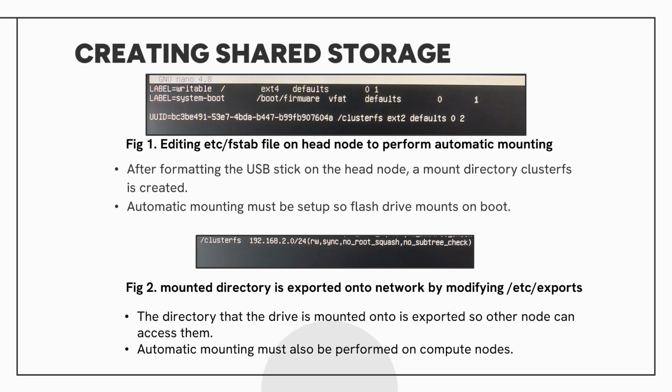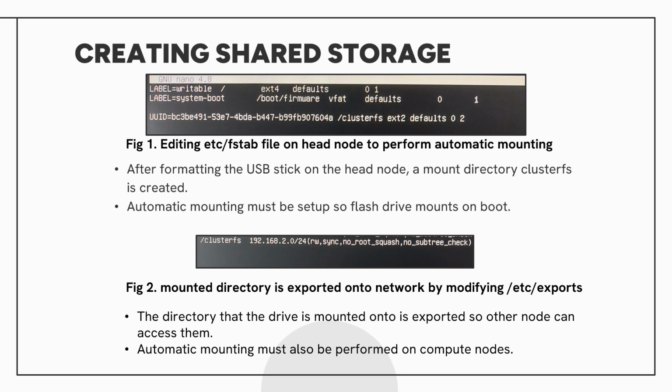To set this up, the USB stick is formatted and a directory, cluster fs, to mount the USB stick onto is created. Next, automatic mounting is set up so that the USB mounts onto the directory on boot by editing the fstab file, adding the USB's UUID details and other credentials. The directory is then exported so other nodes can access it.